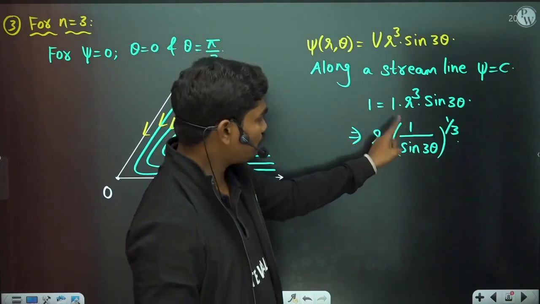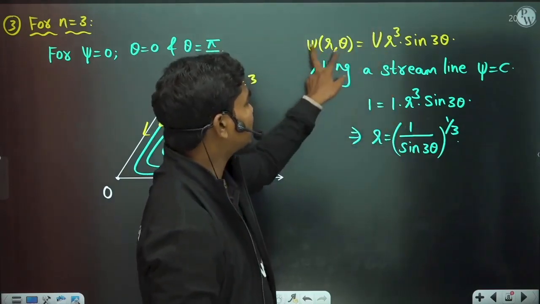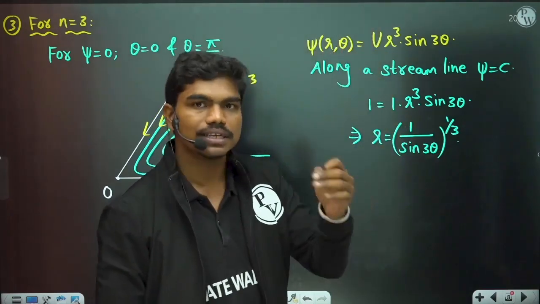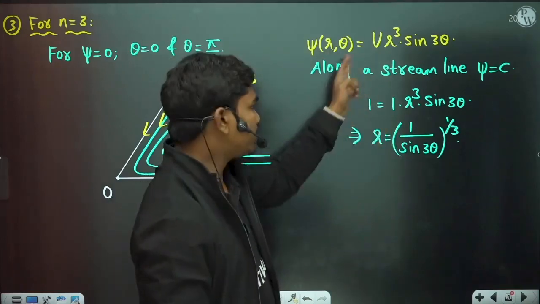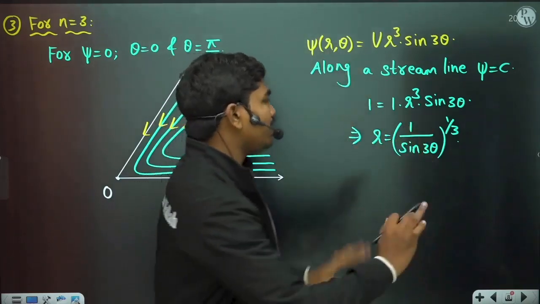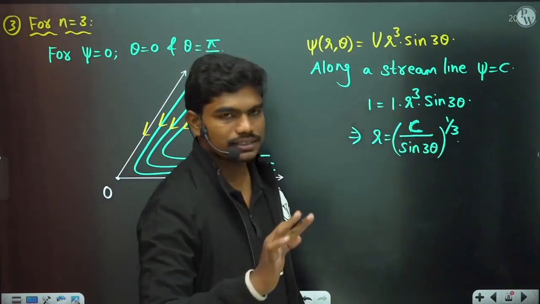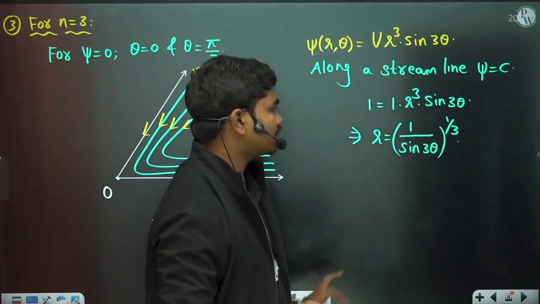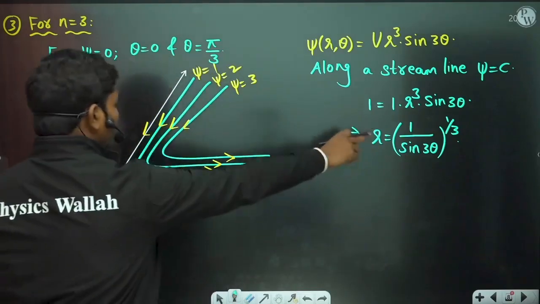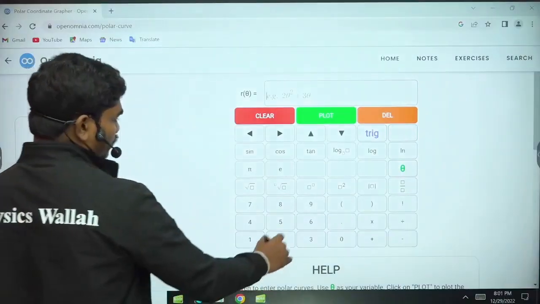Look, it need not be 1. For example, if u is 10 and the stream function value is 3 along a streamline, then 3 by 10 can be 0.3. It can be anything. My main intention is that this is some constant. So here, just to make you understand, I am taking the value of that constant as 1. Now if you plot this equation, I will show you how it comes out.